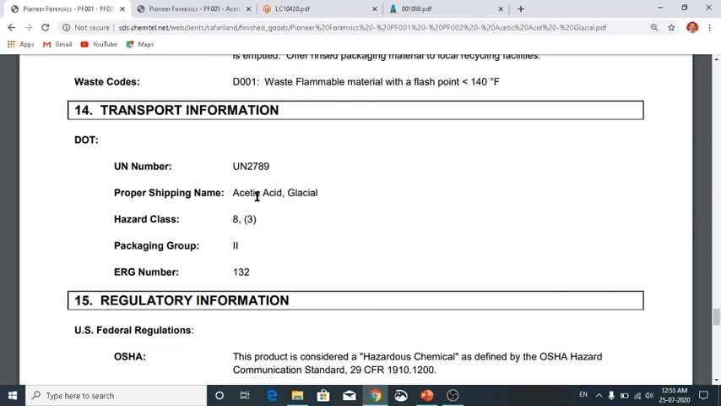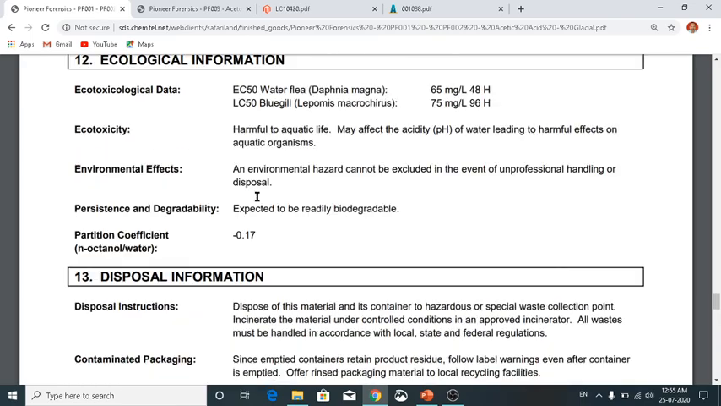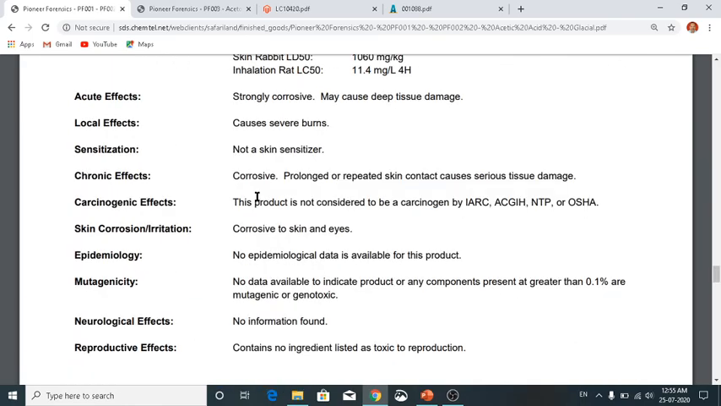So by studying this MSDS, we can make preventive measures while working in the laboratory. So this is a very important document while working in the laboratory.